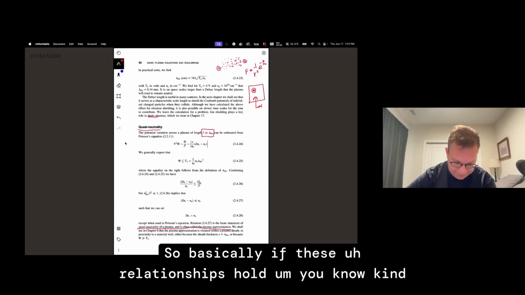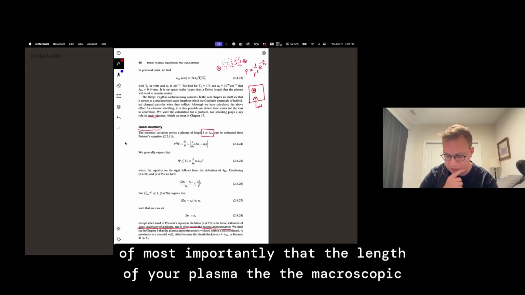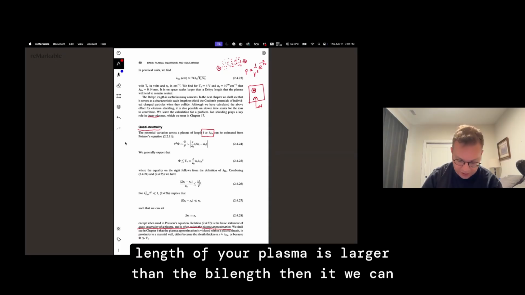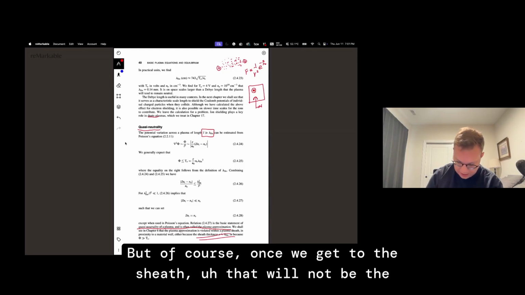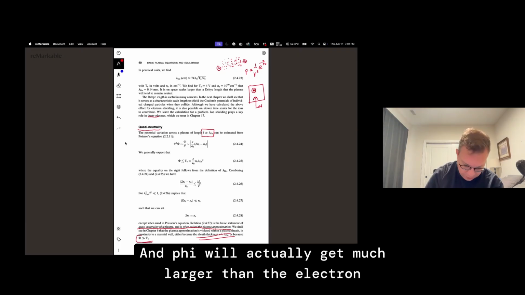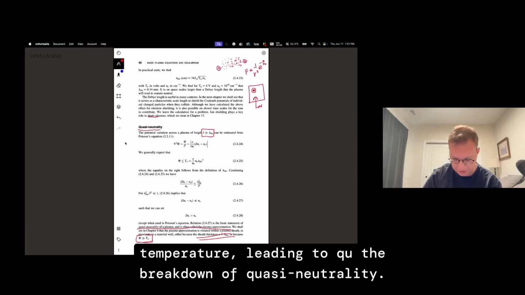So basically, if these relationships hold, most importantly that the macroscopic length of your plasma is larger than the Debye length, then we can assume that in the middle of the plasma, it's quasi-neutral. But of course, once we get to the sheath, that will not be the case, and phi will actually get much larger than the electron temperature, leading to the breakdown of quasi-neutrality.